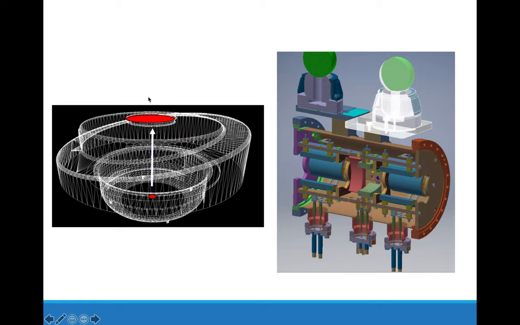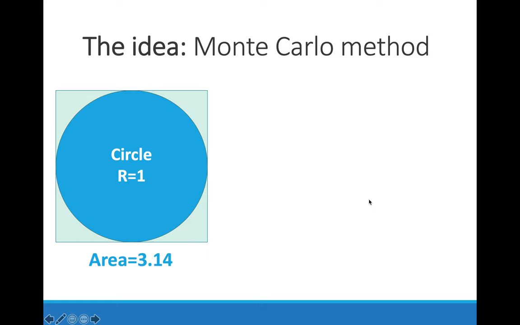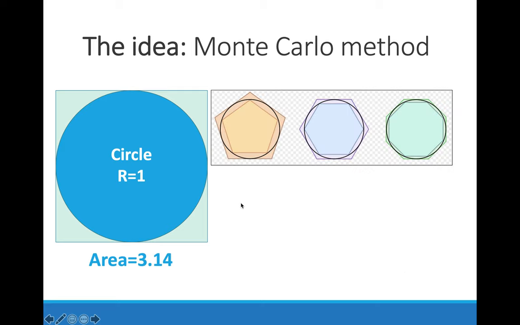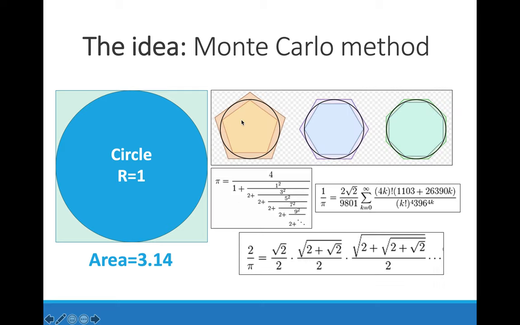So to treat such complex systems, you can use the Monte Carlo method. And the idea can be demonstrated when we are calculating the area of the circle. Basically, the circle has an area of the radius squared times pi. And pi is a number which can be approximated by 3.14, but obviously it's got unlimited digits. And to calculate those digits, or the exact value of pi, you've got several methods.